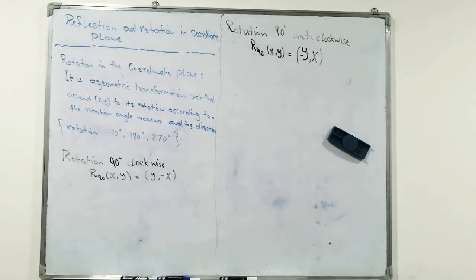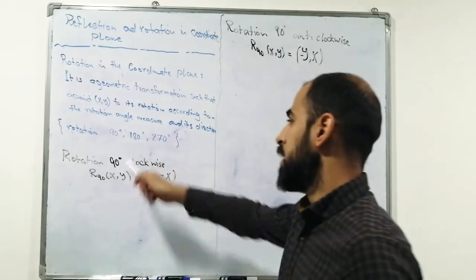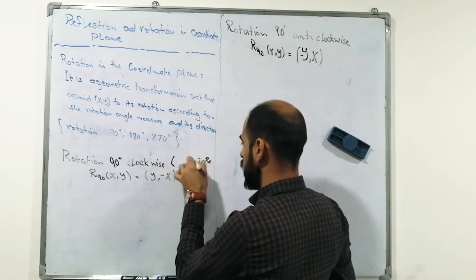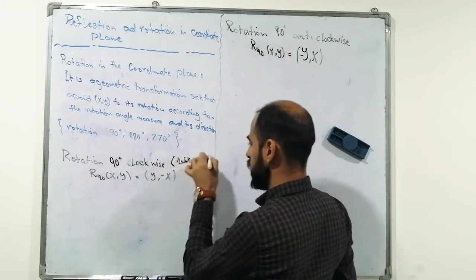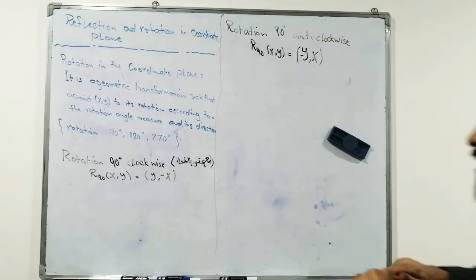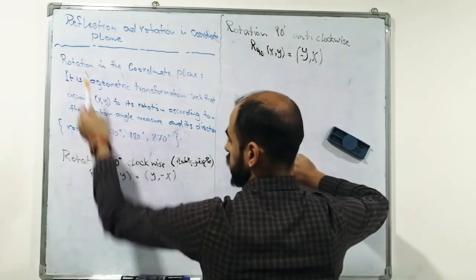Rotation 90 degree clockwise. Clockwise. The rule is R represents the rotation.